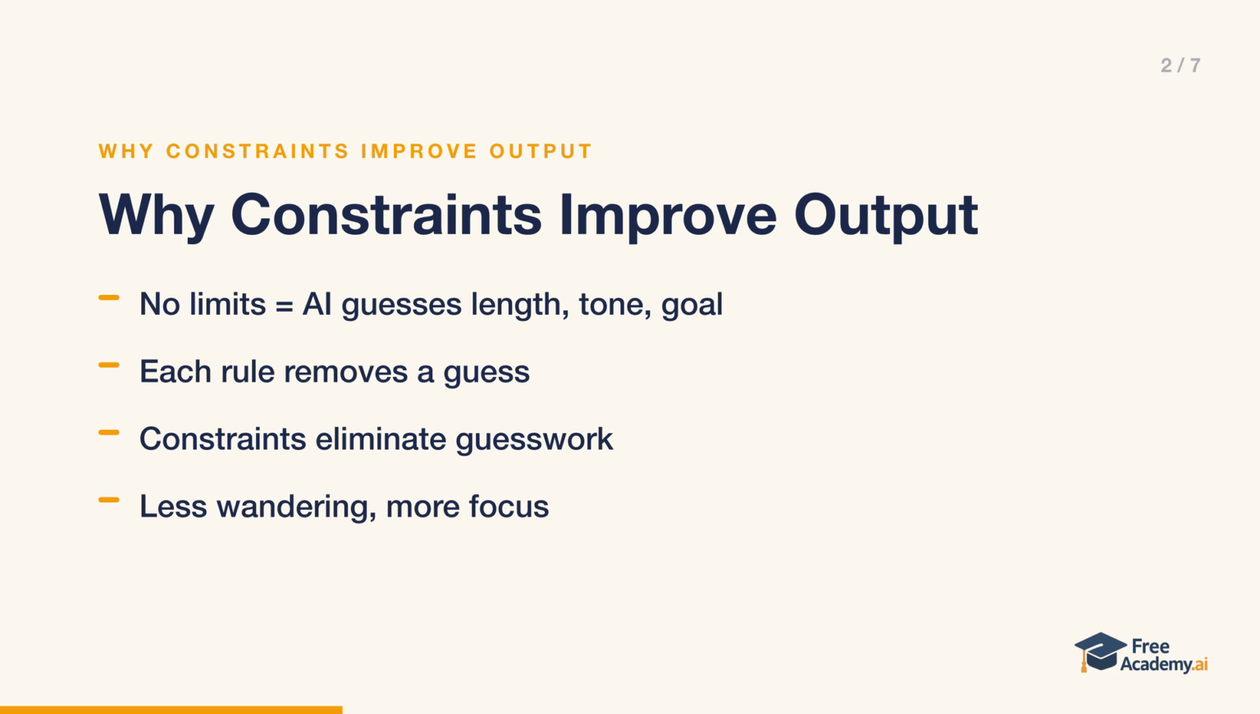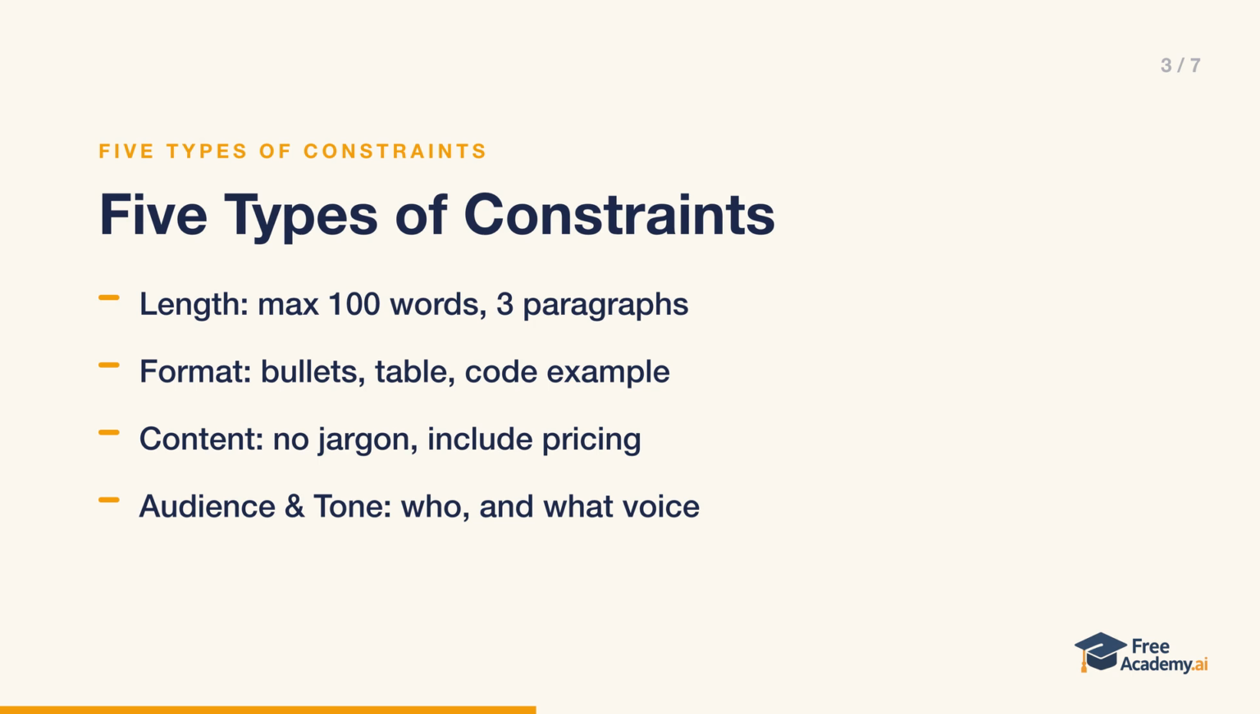Every constraint removes a decision it would otherwise guess at, and that forces all its effort onto the result you actually want. Constraints eliminate guesswork, and guesswork is what produces generic, off-target content. Most useful constraints fall into 5 buckets, and it helps to think through each one.